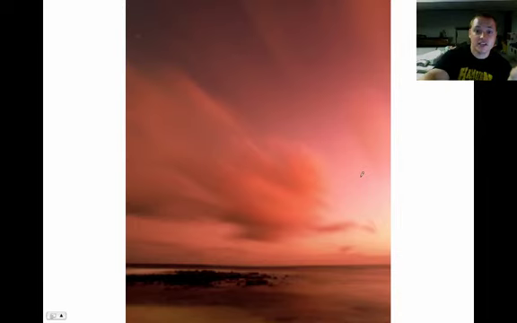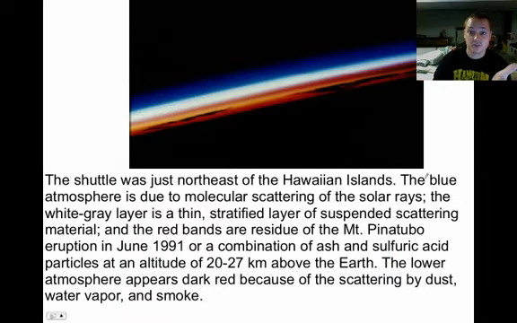So a picture that was taken right here from the shoreline, and now a picture taken from the Earth. The blue atmosphere is due to scattering of solar rays, so we get this blue hue. The whitish gray layer is thin, and it's suspended material, so you've got some dust.